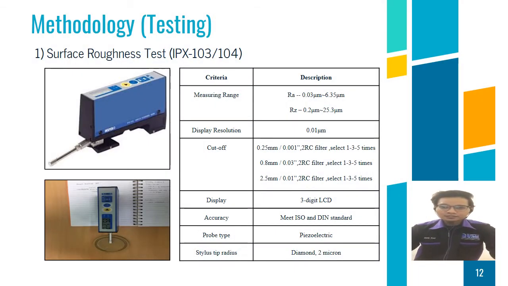Okay, the next methodology is testing. First we do a surface roughness test by using the IPX 103104. This equipment is small and portable, and it also does not require too many steps to set up, and it only needs a calibration step at first. After the calibration, we can start to take a measurement. We just put the probe on the surface, then the reading will appear in terms of Ra and Rz.